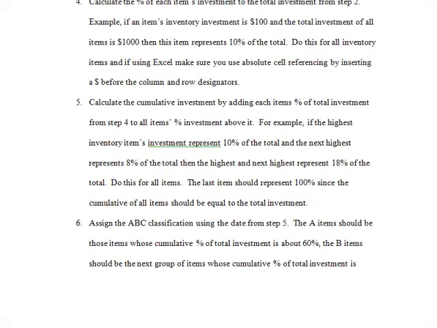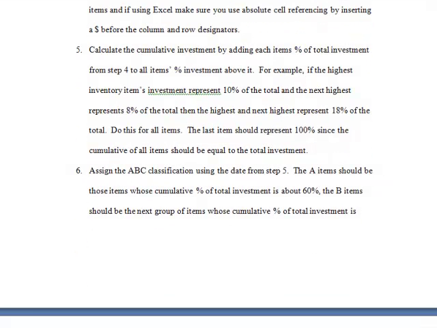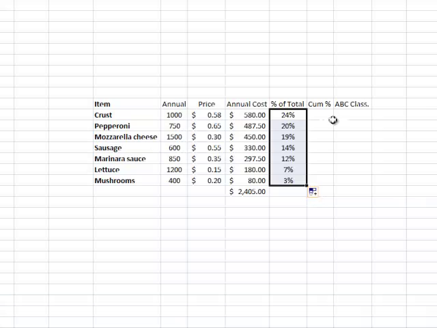So now we are at step number 5. Step number 5 says to calculate the cumulative investment for each item's percent of total investment. So let's go and take a look at this. The first item, we know, is the biggest one. So from a cumulative percent, it is 24%.